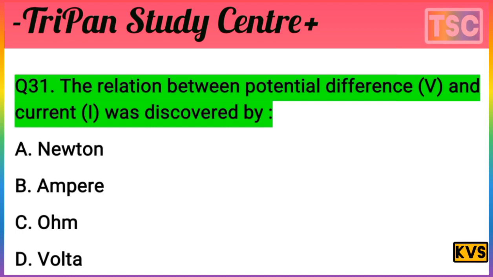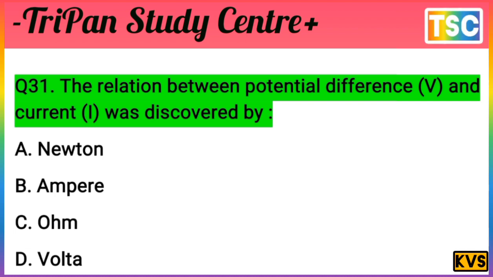Next question, which is important. The relation between the potential difference V and current I was discovered by whom? The question is clear. Here V is equal to IR. It means Ohm's law. The answer is clear: the relation between potential difference and current was given by Ohm. It means option C is correct here.